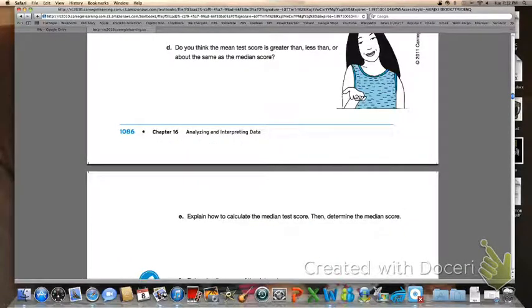So now again, let's skip over to letter D on page 1086. This is another one of the questions that we skipped. It asks, do you think the mean test score is greater than, less than, or about the same as the median score from the stem and leaf plot at the top of the page? So go ahead and talk about that with your group members.